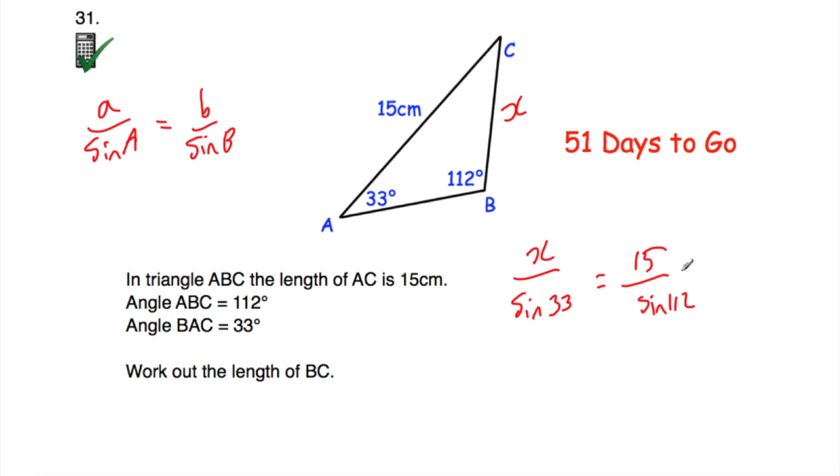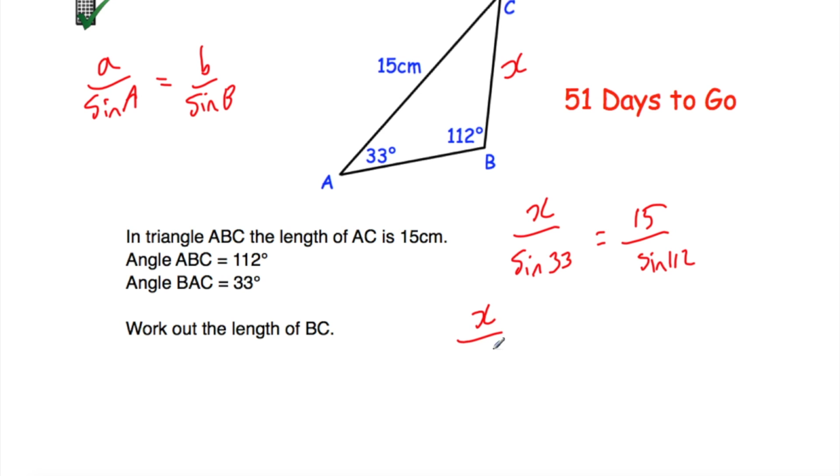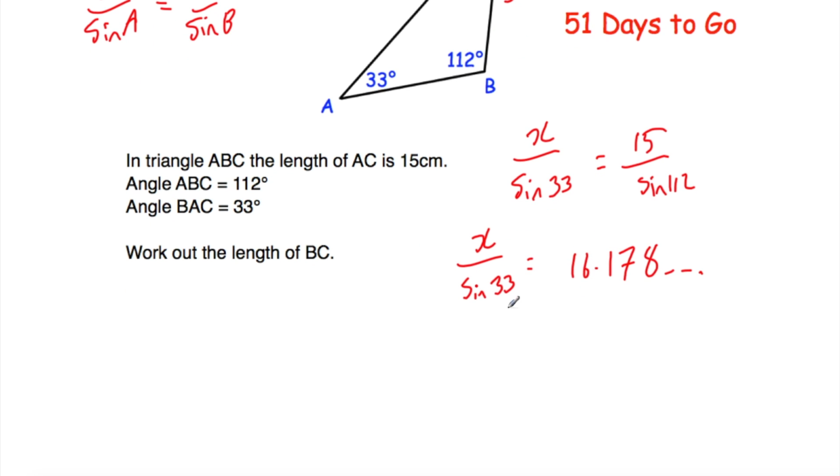So we've now got this. We can work out the right-hand side by doing this division. x over sine 33 is equal to 15 divided by the sine of 112, which is equal to 16.178, and so on. Now we want to find out what x is, so let's multiply both sides by the sine of 33. On the left-hand side we'd get x, and on the right-hand side we'd have 16.178, and so on, multiplied by the sine of 33 degrees.